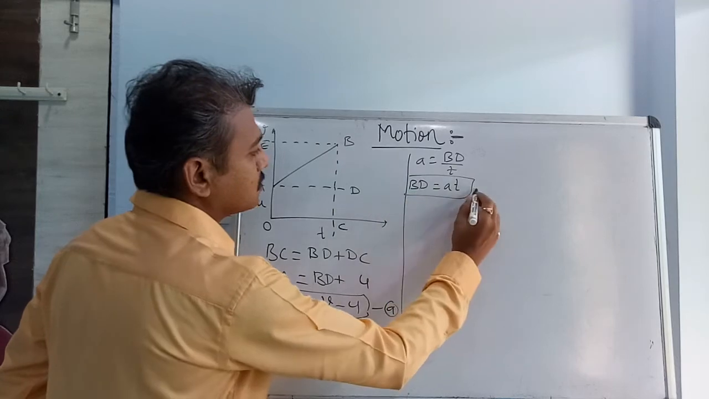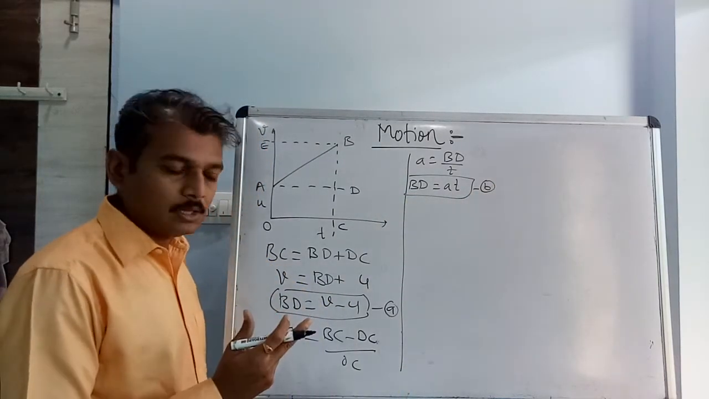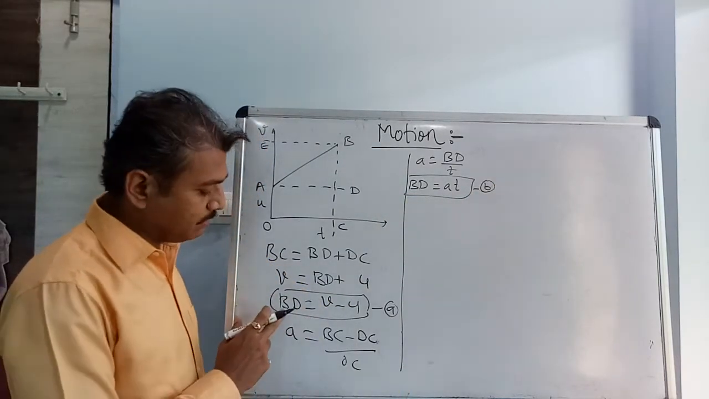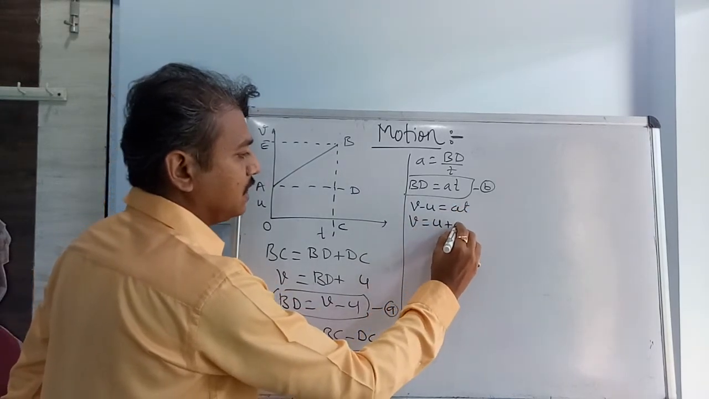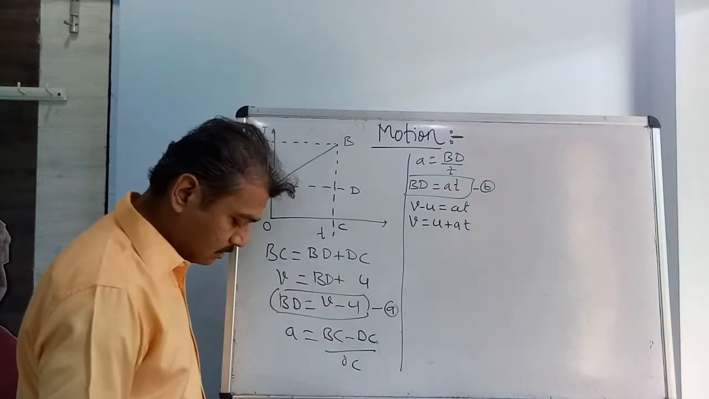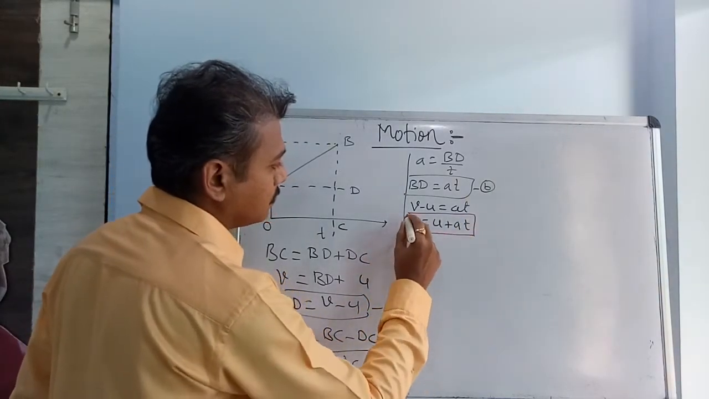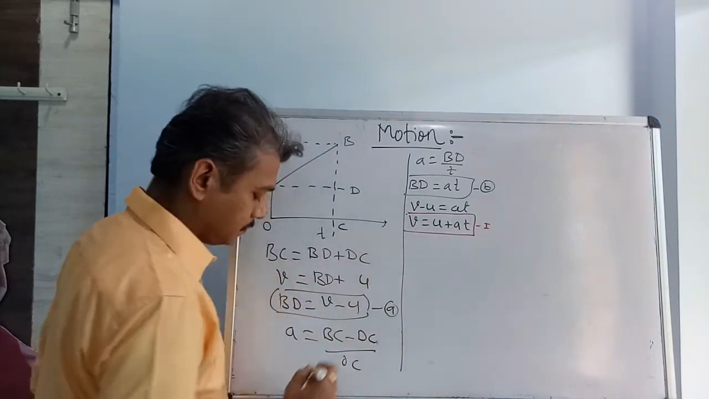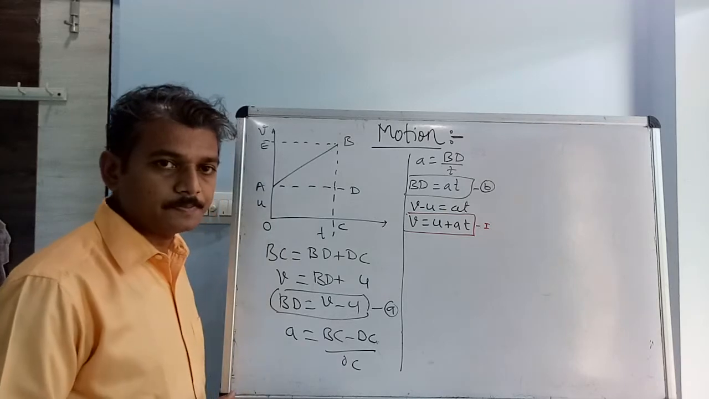So this you can name B. Now if you compare A and B, you can see the left hand side is the same, so the right hand side also will be the same, and you will get V minus U is equal to AT, and finally V is equal to U plus AT. This is the first equation of motion. This is also called the velocity time relation.